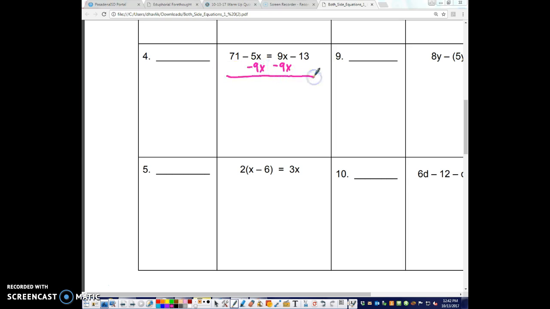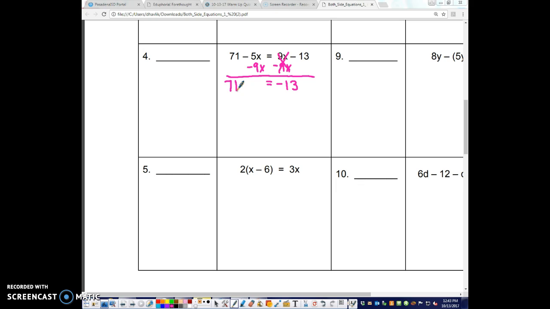Remember, keep the families together. You cannot subtract the 9 from the 71. That's a no-no. So 9 minus 9 is 0, so that cancels out. We're left with this negative 13. Do not forget your negative. It's very important. Okay, so we have 71.